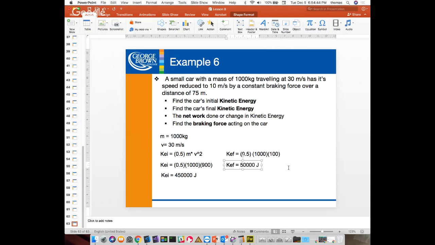Joules, right? So we've got 450,000 to 50,000. All right. We did this, right? We used something over a distance of 75 meters. So now we want to find the net work.